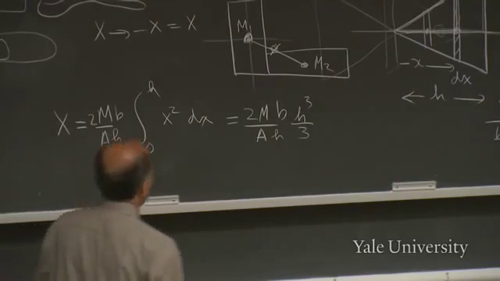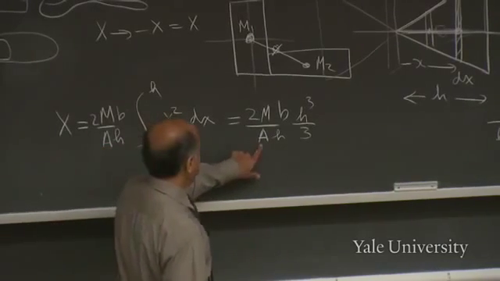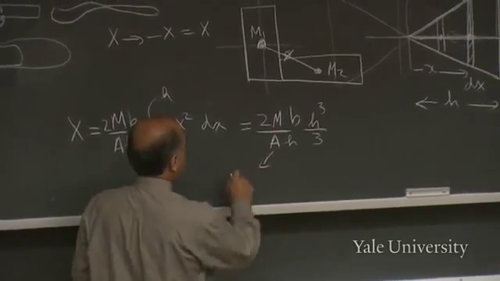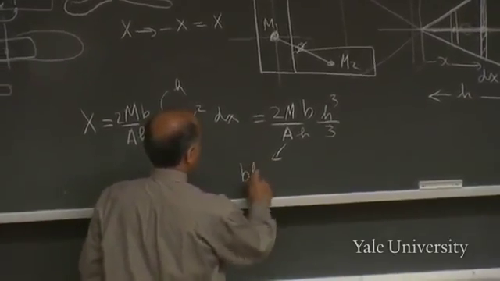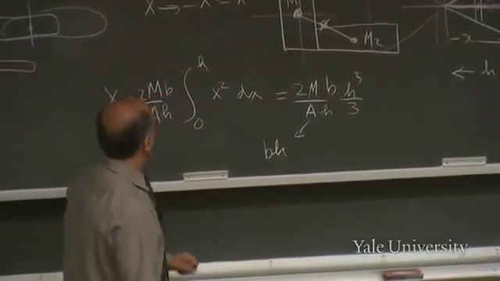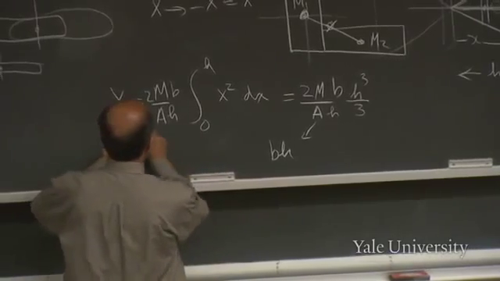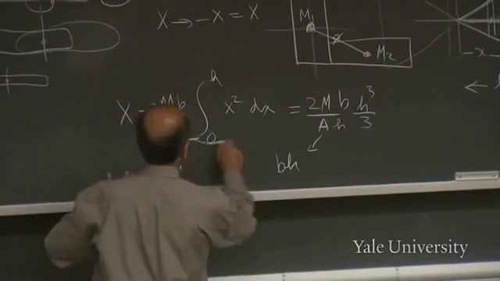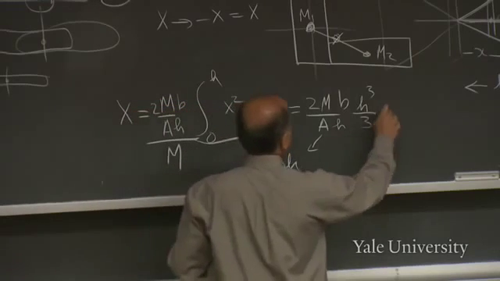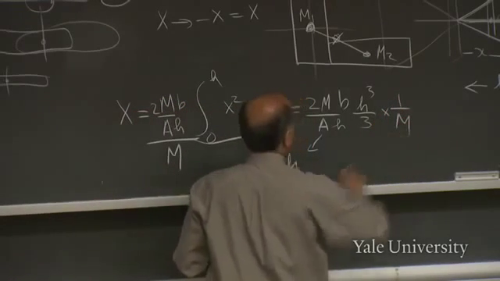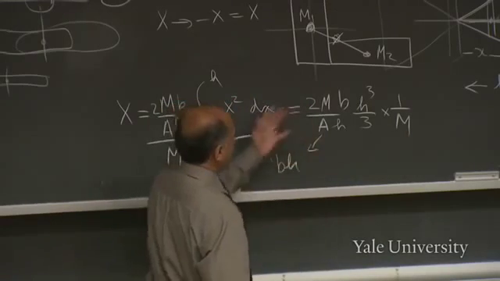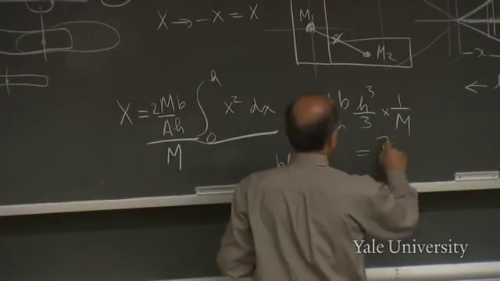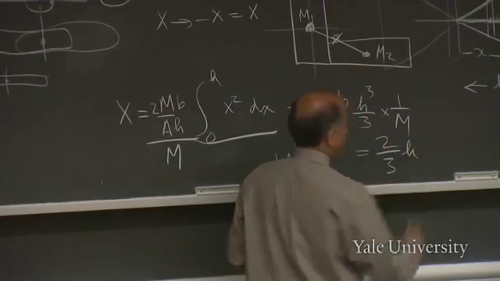Now, there's one more thing we have to do. We must replace the area of the triangle by 1/2 base times altitude, which is bh. Well, I also forgot to divide everything by the mass, because the center of mass is this weighted average divided by the total mass. So I've got to divide by m. Well, I claim if you do this and cancel everything, you will get the answer of 2/3 h.